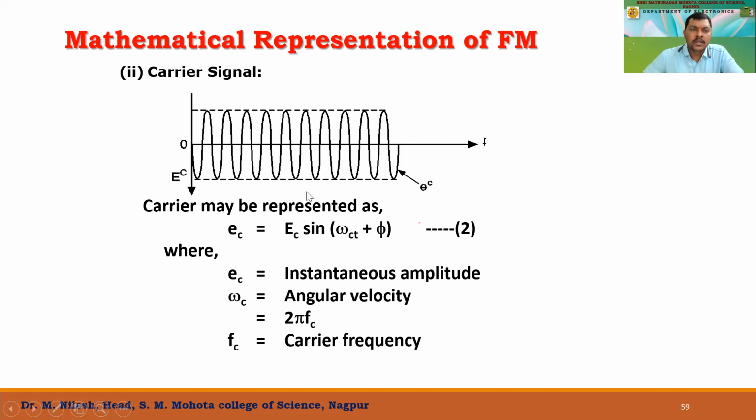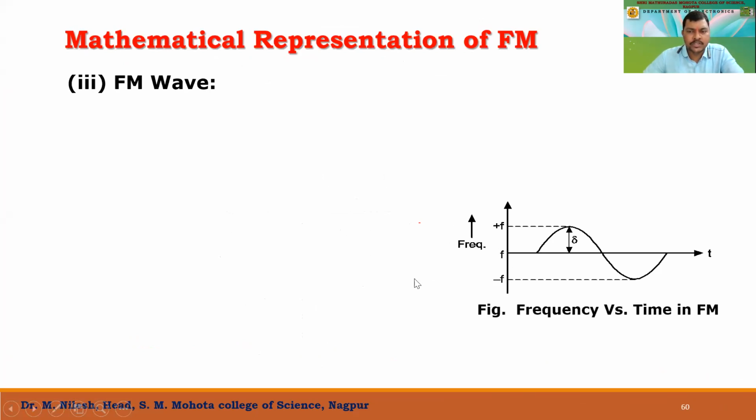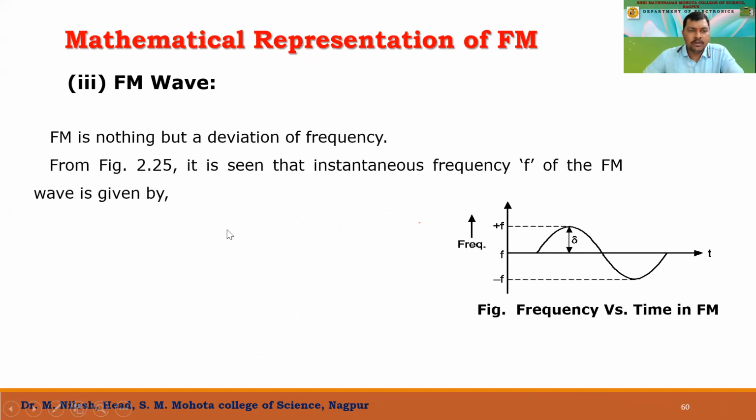This is the same as we have taken for the modulating signal, just a difference that we are using it for the carrier, and there we are using it for the modulating frequency. Okay, so these are the equations. Now, phi is the phase angle. So we are keeping the phase constant and the amplitude constant. The FM wave can be taken as plus f to minus f, frequency versus time. So FM is nothing but deviation of frequency from the carrier frequency.